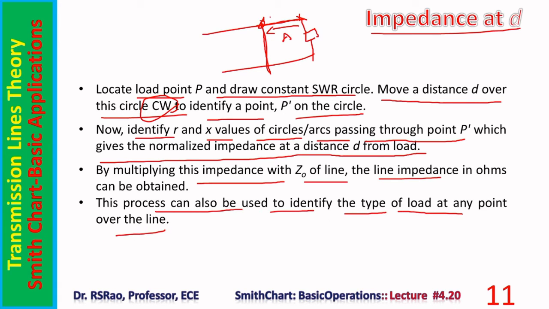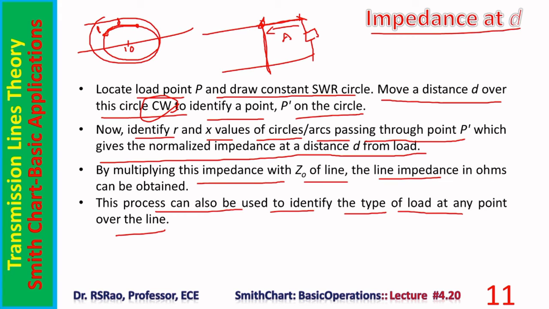So the point is this. This is the Smith chart. First identify the load point, let us say somewhere here. This is the load point. This is O, the center of the chart, usually denoted by O, and there you can find 1. Now what you have to do is draw an SWR circle through point P. Starting from P, move a distance D over the SWR circle. This is distance D.